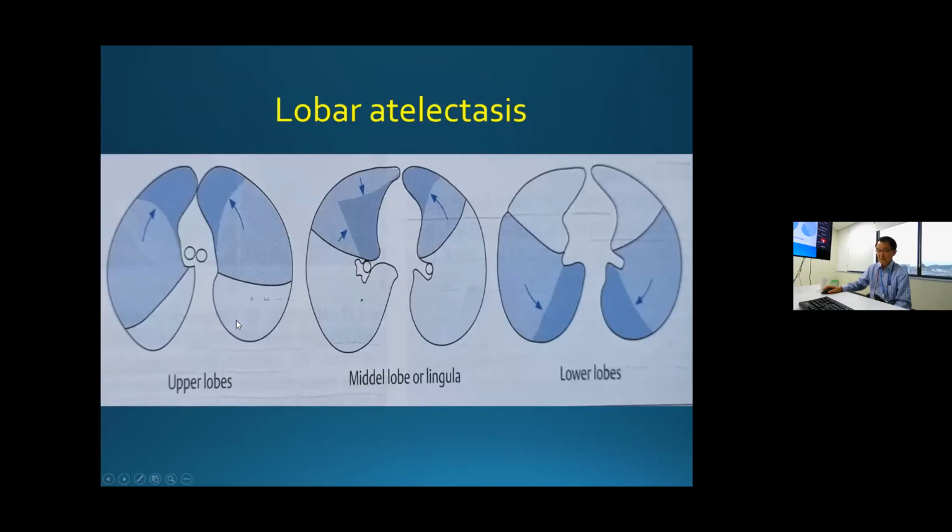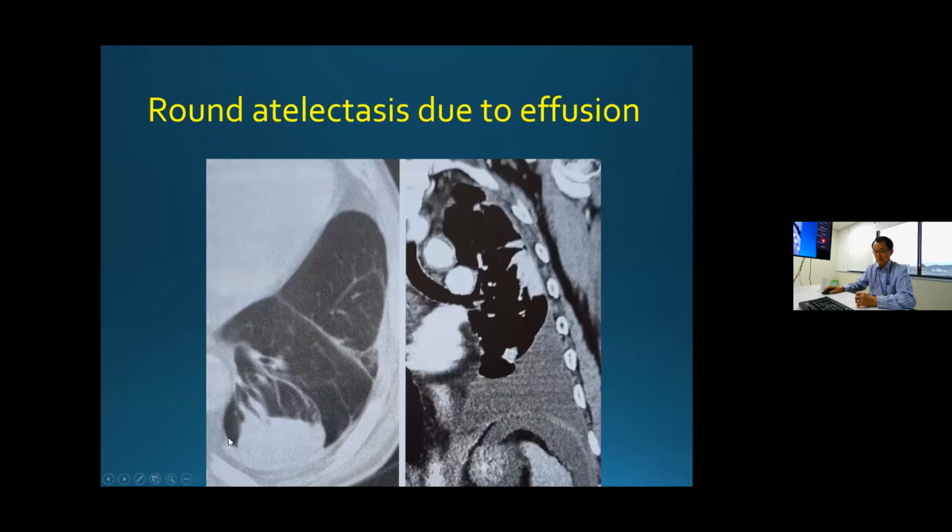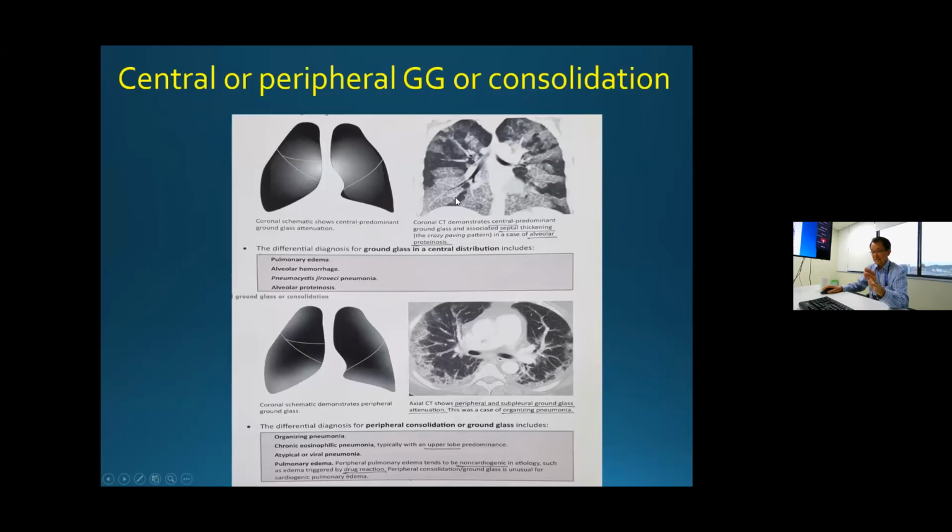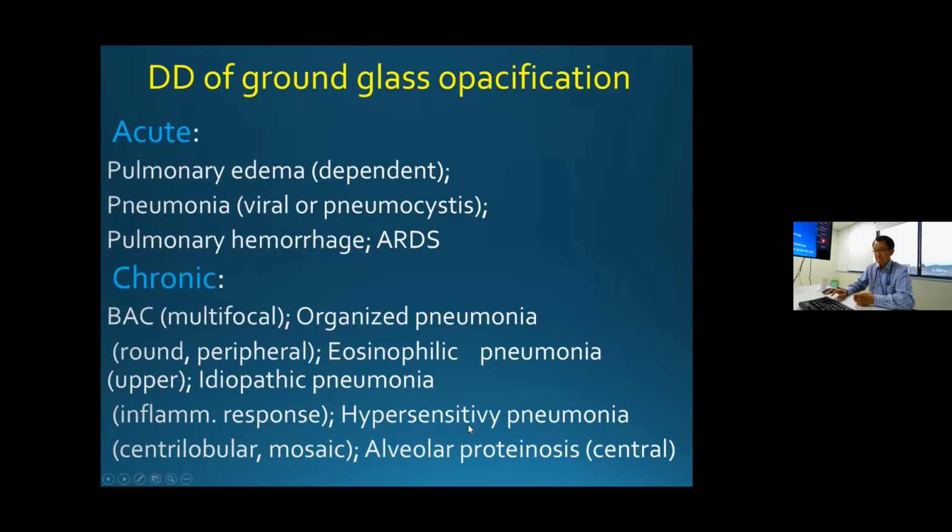So if a lobe is collapsed, the other is compensating, so it changes the shape. So this is lobar atelectasis. This is some nodular density with fluid here, which is called round atelectasis, by the adjacent lung. And this is the alveolar density, haziness, the so-called ground glass. Ground glass usually indicates either inflammation or edema. The coronavirus also shows ground glass, either central or peripheral. That's all differential diagnosis. I don't have much time.